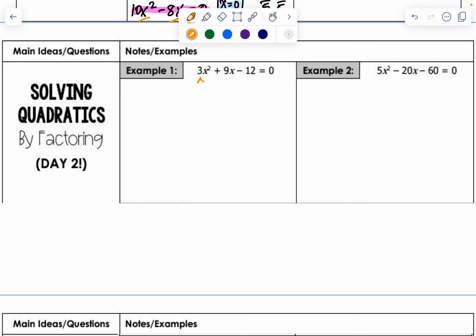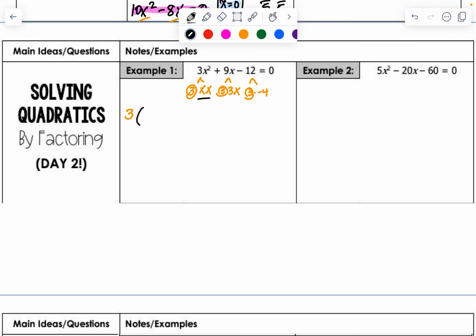3 can be written as 3 times x times x. 9 can be 3 times 3 times x. 12, 3 times negative 4. Right? They all definitely have 3 in common, so let's factor out that 3.